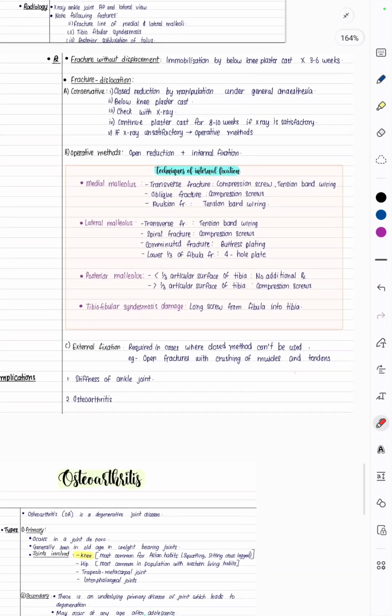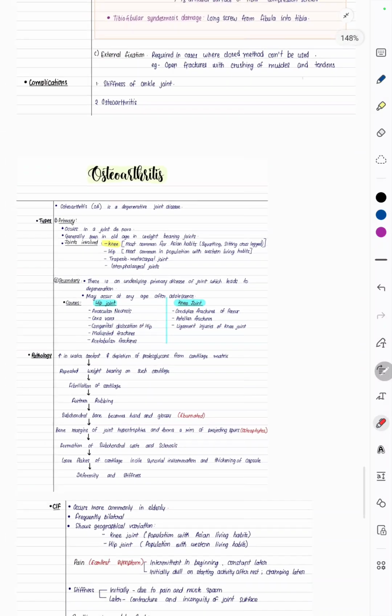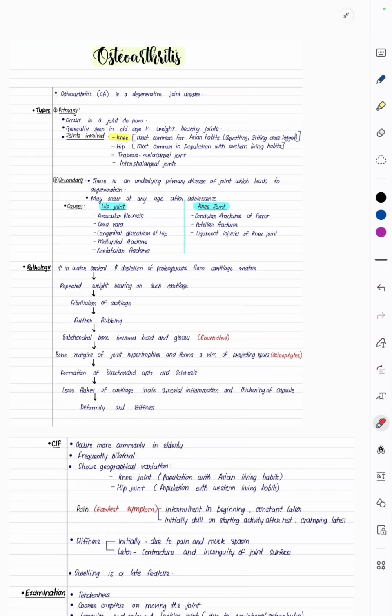The complications, there will be stiffness of the ankle joint and osteoarthritis that will happen. Now talking about this particular thing, that is osteoarthritis. Osteoarthritis is a degenerative joint disease. Right? Primary osteoarthritis occurs in a de novo joint, and this is generally seen in old patients in weight-bearing joints. The most common joint that is involved is the knee joint in Asian population, while in Western population it is the hip joint. Apart from that, the metacarpal joint as well as the interphalangeal joints can get involved.